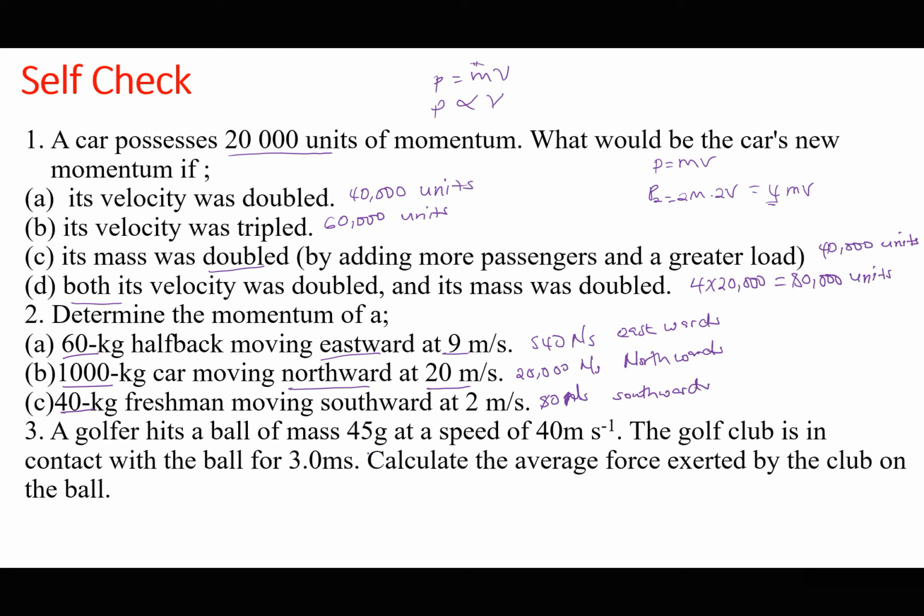A golfer hits a ball of mass 45 grams at a speed of 40 meters per second. The golf club is in contact with the ball for 3.0 milliseconds. Calculate the average force exerted by the club on the ball. Average force. So we know that force is equal to the rate of change of momentum. So this is going to be equal to the mass times the final velocity minus initial velocity divided by t. So the mass is 45 grams.